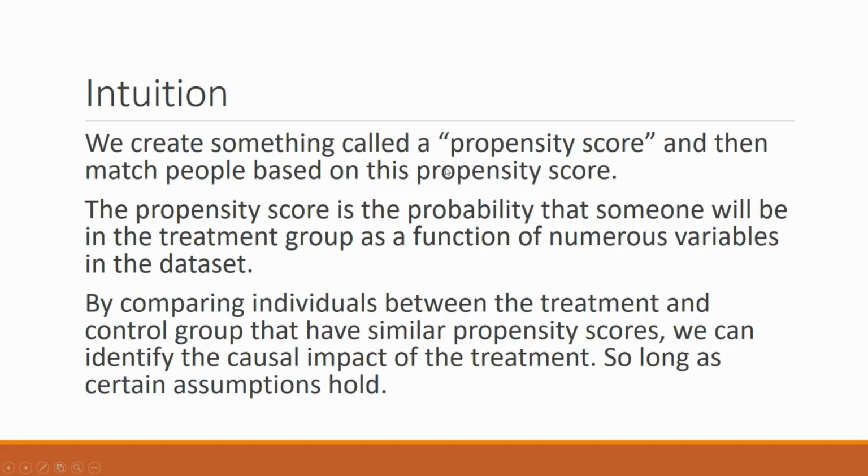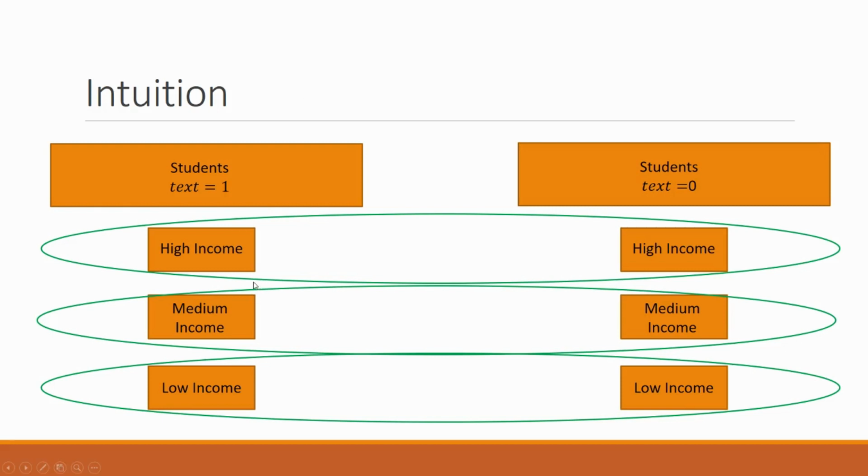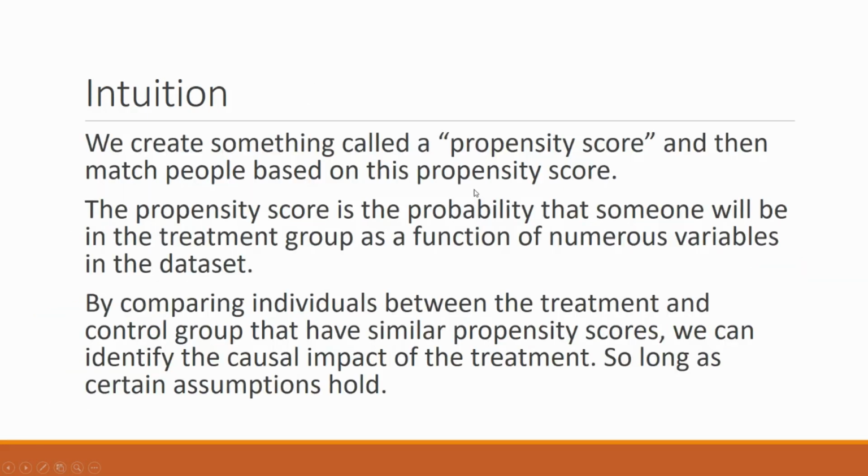Well, what we do is we create something called a propensity score. And then we match people based on their propensity score. In this example, I've just picked one variable, income, and I've matched students based on their income. Well, one variable's not enough. We've got to do lots of variables.